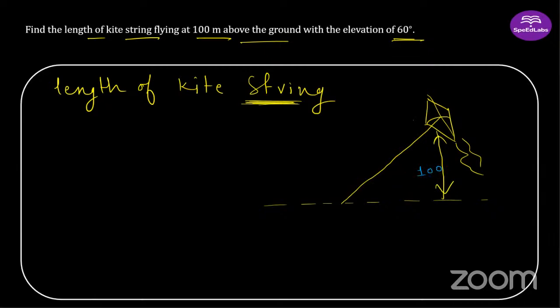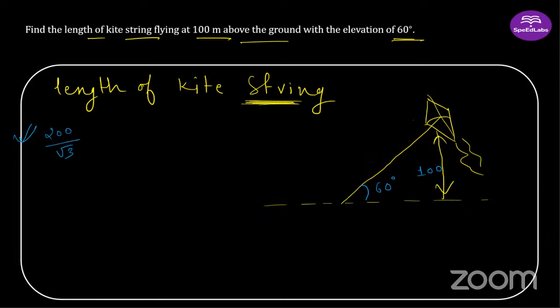Has someone got the answer? Sir, I've got it as 200 by root 3. Okay. Yes, so 200 by root 3. Okay. So, is this diagram correct?